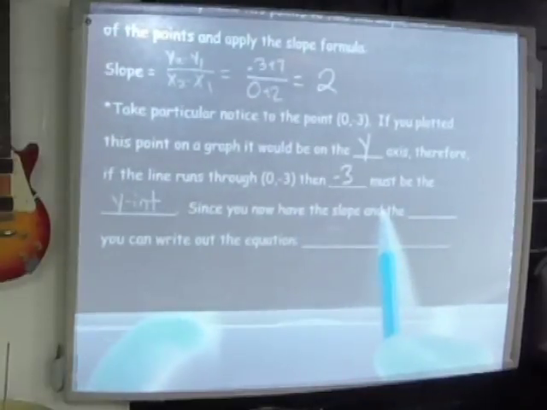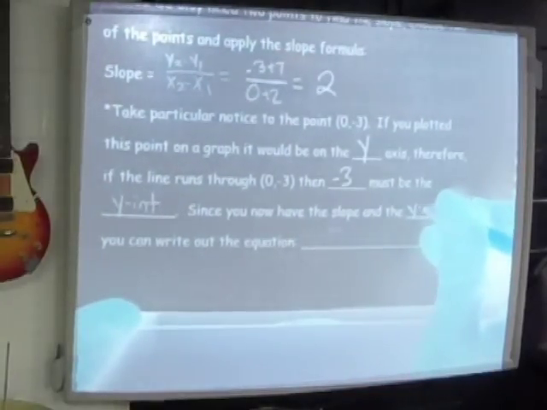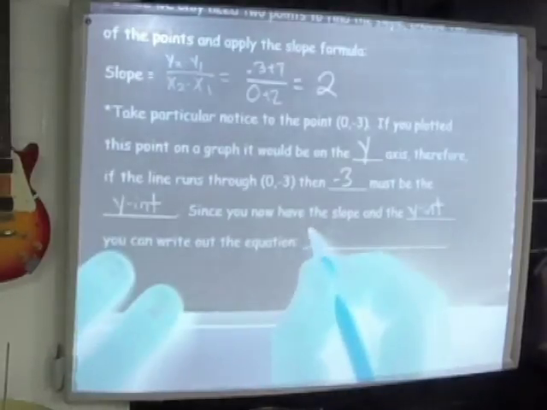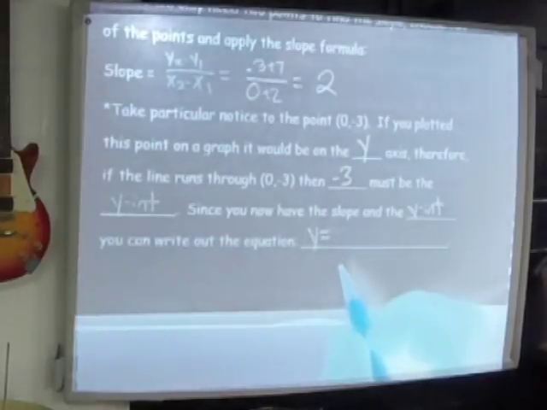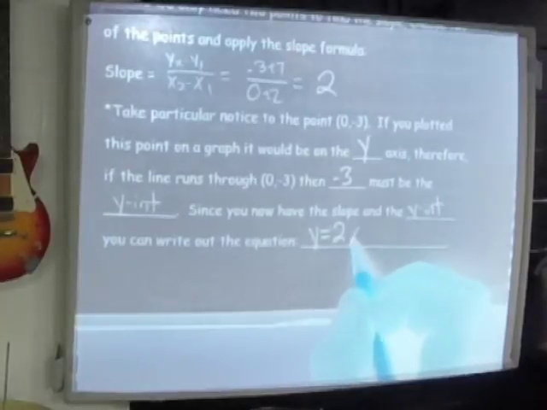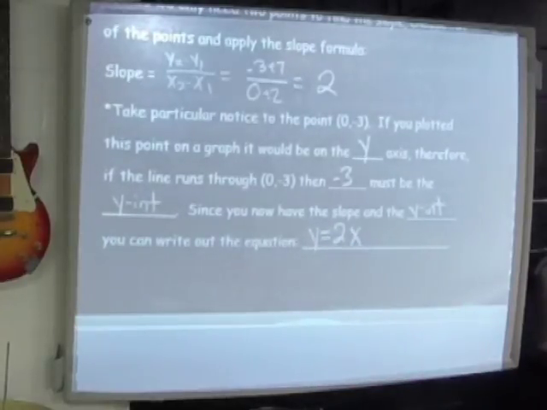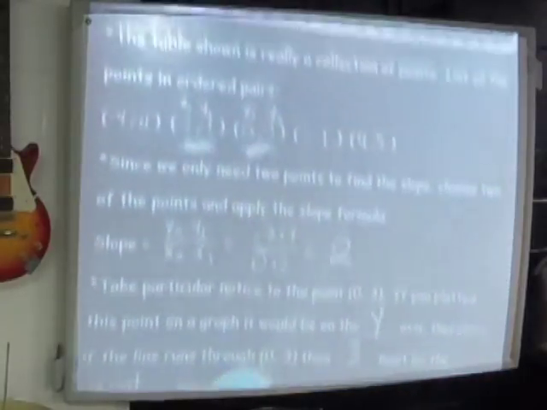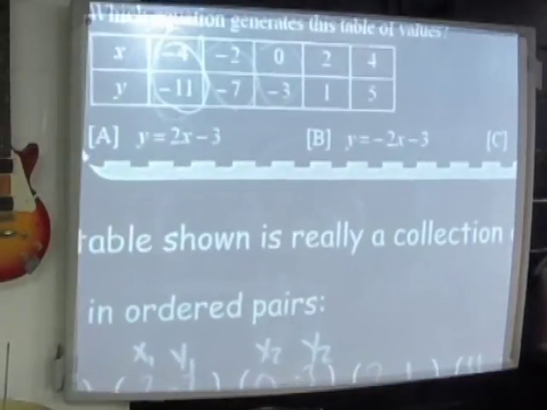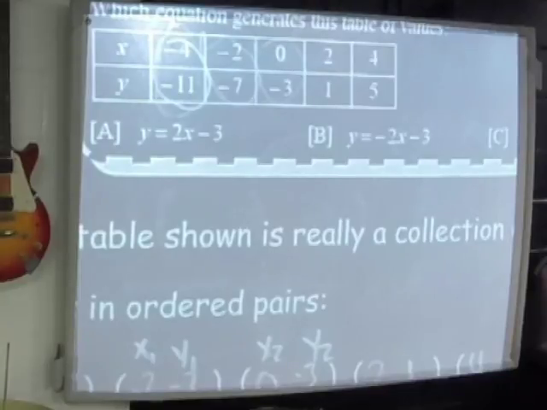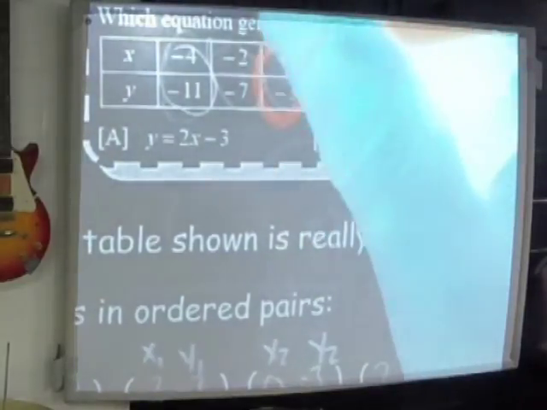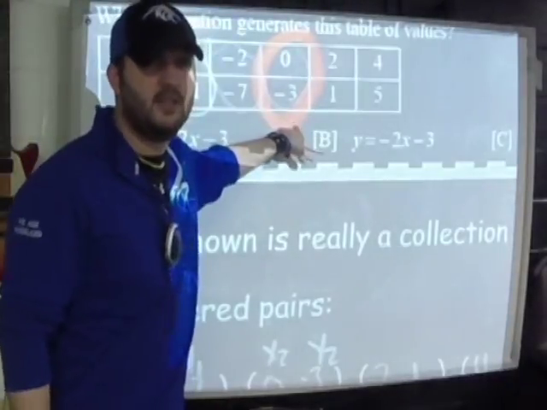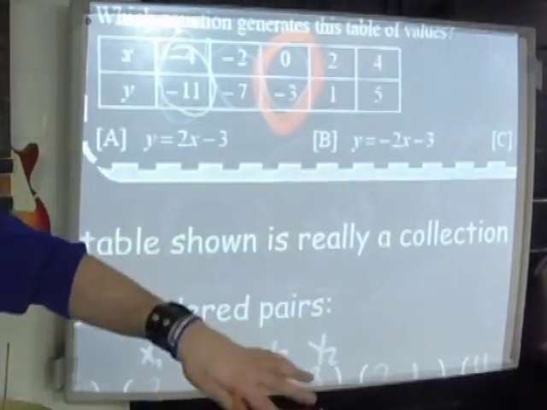Since you have the slope and the y-intercept, we should make the equation. Y equals mx plus b. Y equals, what's my slope? 2. What's my y-intercept? -3. Yeah, so keep in mind, anytime that you have a table, you will not always get this opportunity, but if you see a point like this, 0, -3, you got the y-intercept right here. That makes this problem way, way easier.